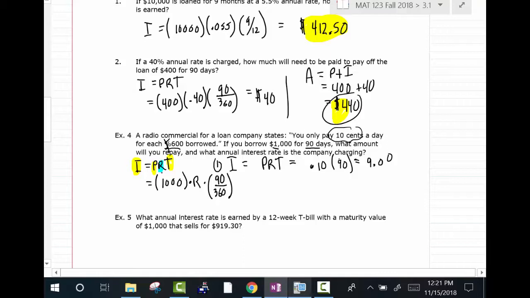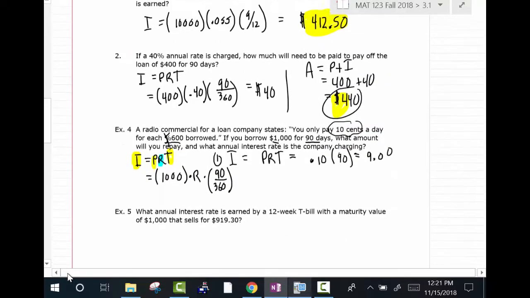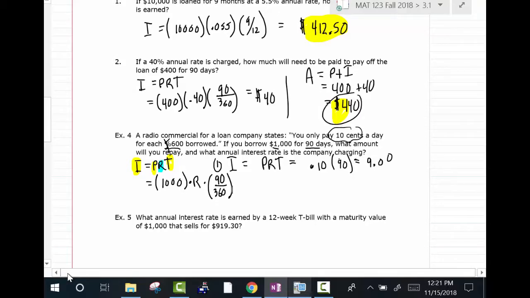It says for each 600 borrowed. In that 1,000, I'm not quite processing that right for some reason. It would be like 1,000, but it's in increments of 600. So then would you just add that $9, so if we solve that equation, we just add the 9 to it? Would that work? How would you write it for every 600? It would be added $9.